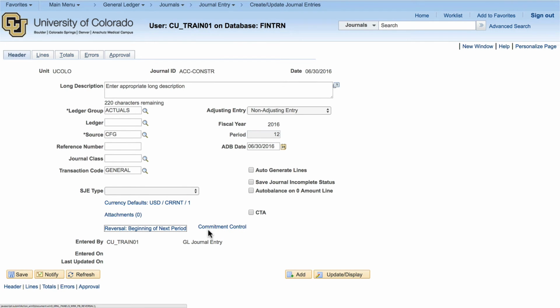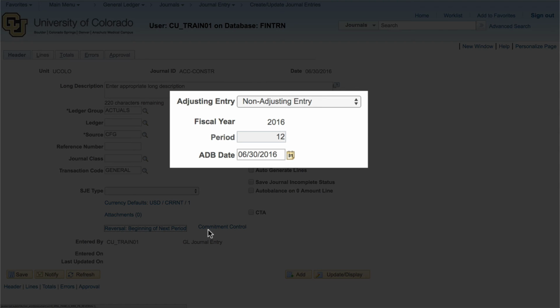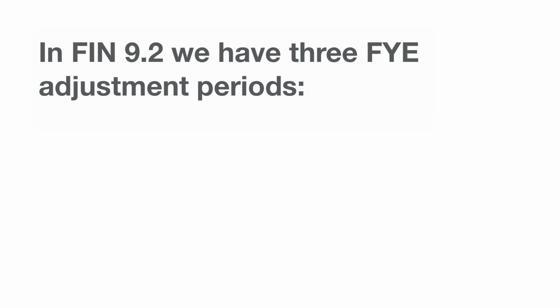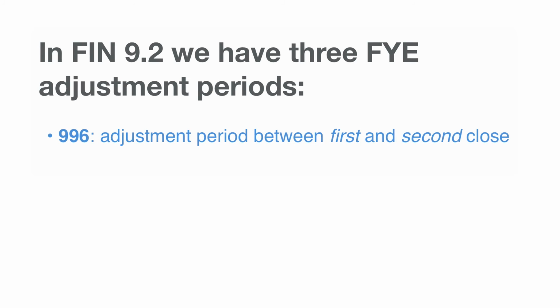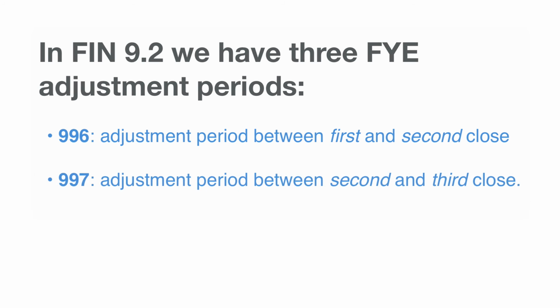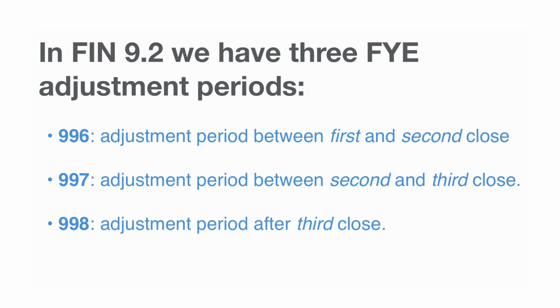Now, depending on when you're creating your accrual journal, you may need to mark it as an adjusting entry. An adjusting entry is an entry made to an accounting period after that period has closed. With FIN 9.2, we now have 3 fiscal year-end adjustment periods. 996 is the adjustment period between first and second close. 997 is the adjustment period between second and third close. And 998 is the adjustment period after third close.